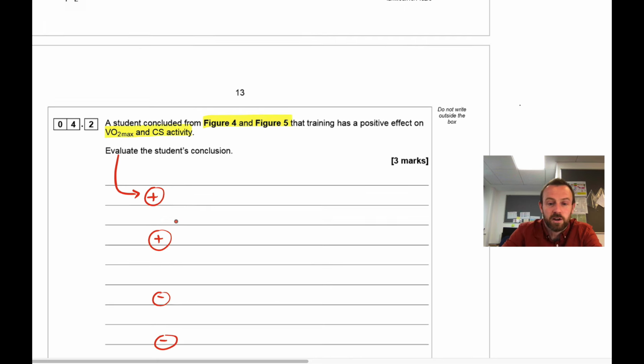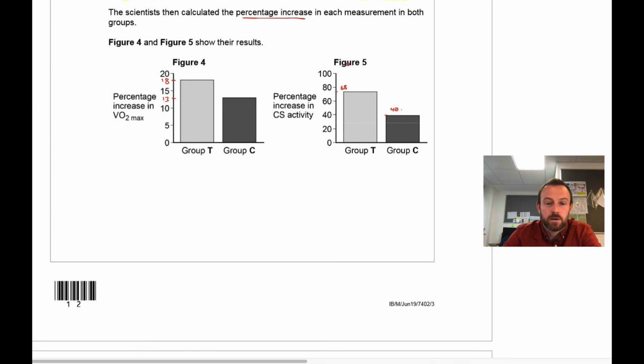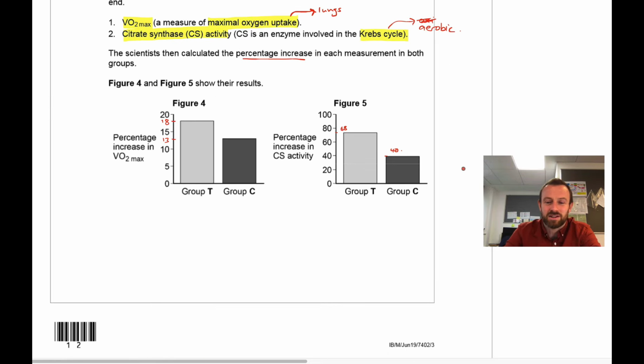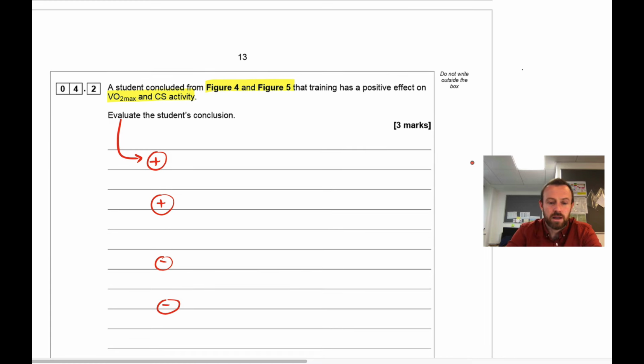All right, let's find a plus first. Okay, so first of all, we can say that both group T and C showed an increase in their VO2 max after training. Maybe you just give the data, 18% increase and a 13% increase. So training does seem to increase VO2 max. However, as a negative, we could probably say the same thing about citrate synthase. So the data increases basically. I wouldn't say it like that, but that's the key first point.